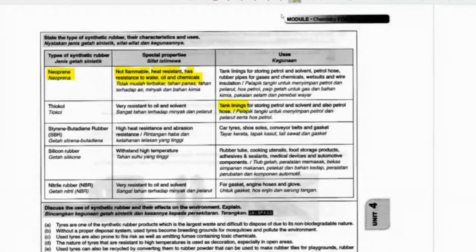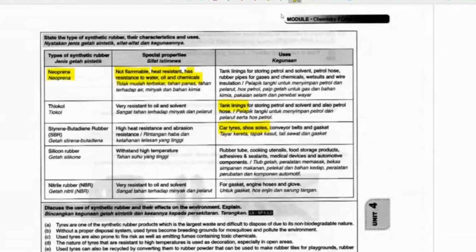Then SBR. This one I think you still remember, right? High heat resistance and abrasion resistant. Where can we use it? Car tires, shoe soles, conveyor belts and gasket. Next is silicone rubber. It can withstand high temperature. Where can we use it?